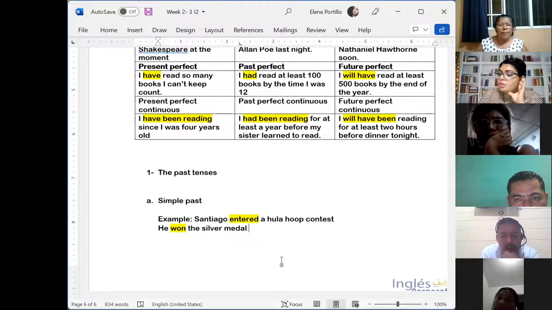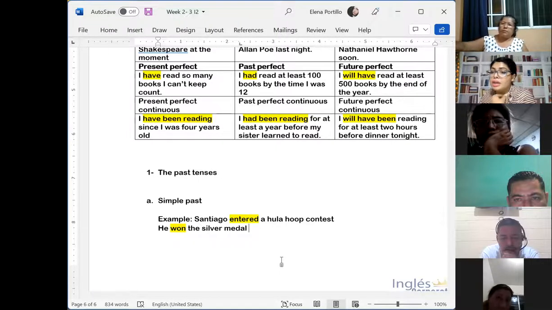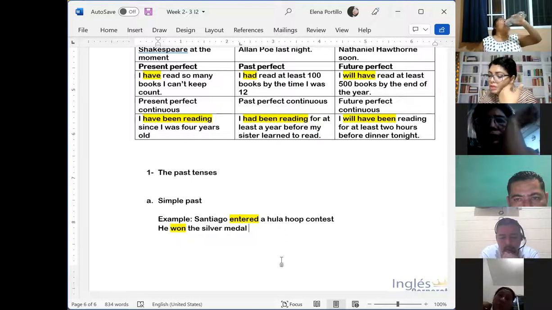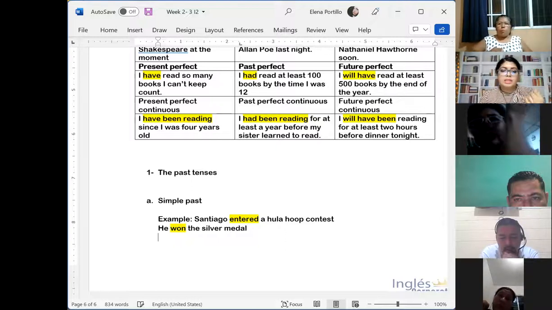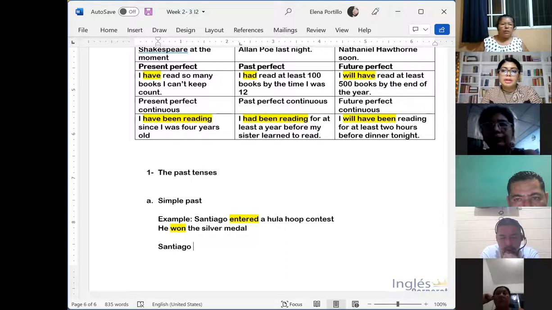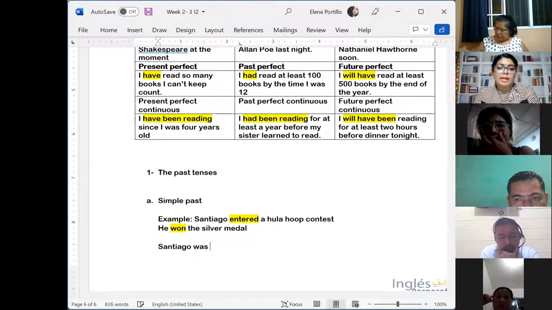Then you can also use the simple past to talk about a past state of being, such as the way someone felt about something. This is often expressed with the simple past tense of the verb to be in an adjective, noun, or prepositional phrase. También lo podemos utilizar, ¿verdad? Para hablar del estado del ser. With the verb be, an adjective, a noun, or a prepositional phrase. And in this case, we can use like this. Santiago, we are going to use the past of the verb be, was proud.